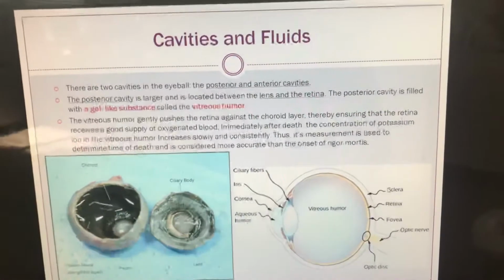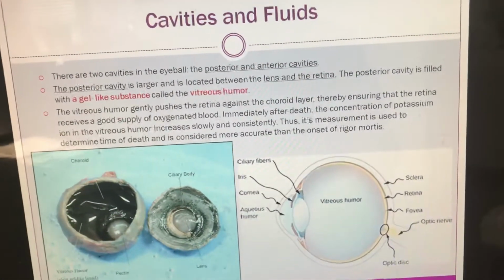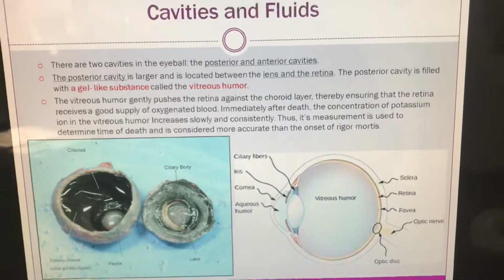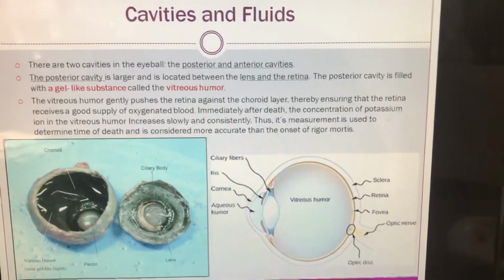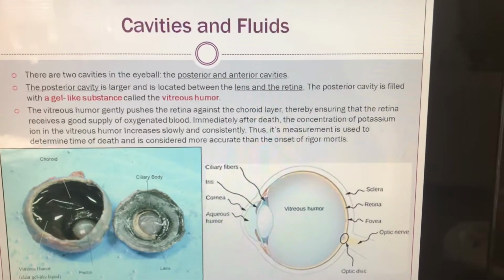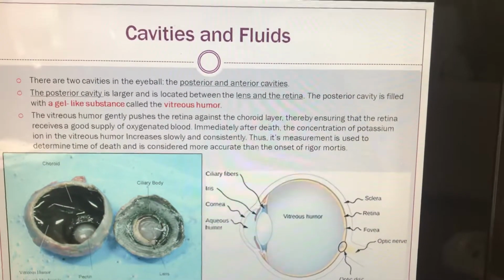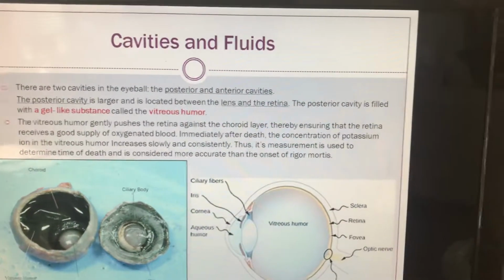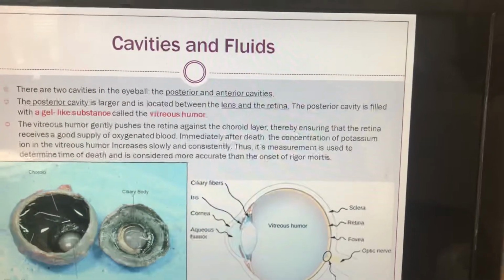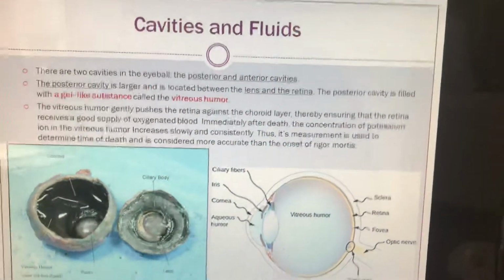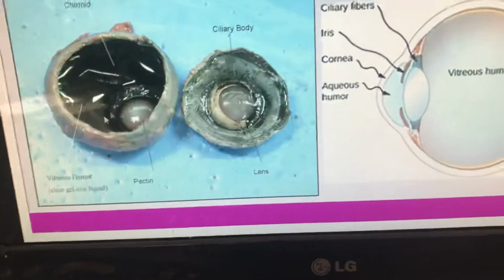So now let's talk about cavities and fluids. There are two cavities in the eyeball, the posterior and anterior cavities. The posterior cavity is larger and is located between the lens and the retina. It is filled with a gel-like substance called vitreous humor. You can see that in this picture here.